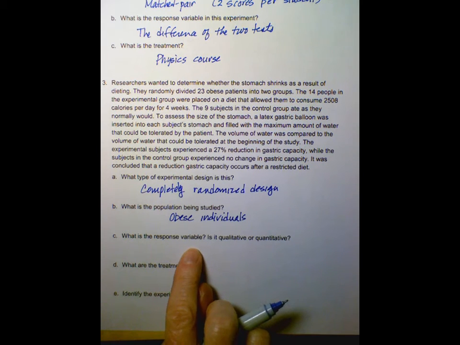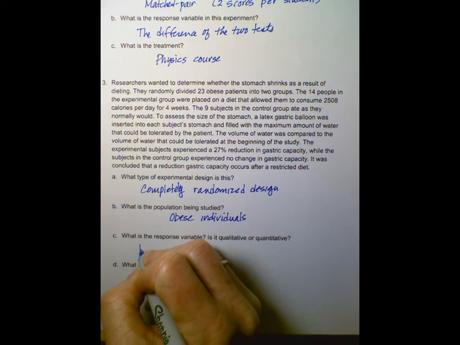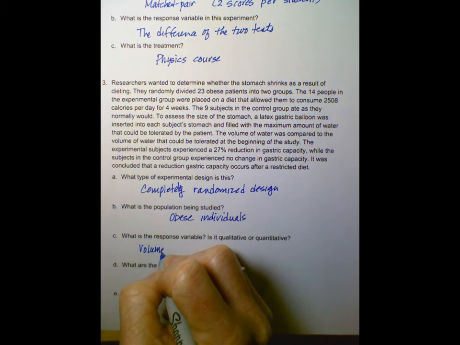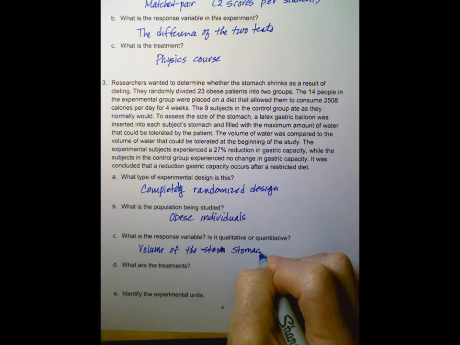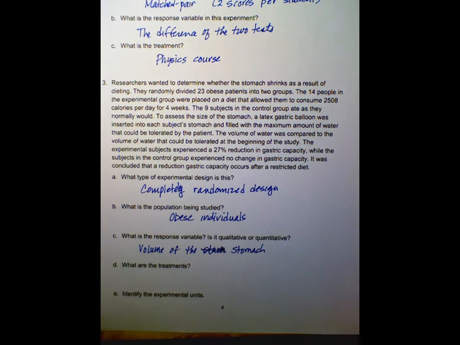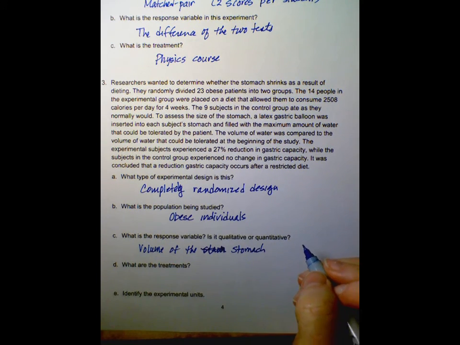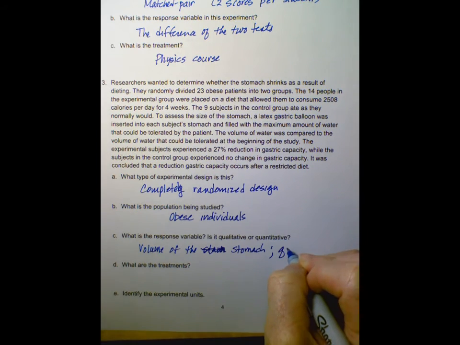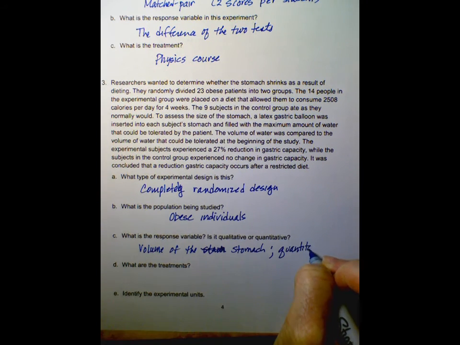What is the response variable? Is it qualitative or quantitative? So they're measuring the volume of the stomach. And I'm going to try that again. Stomach. And would that be quantitative or qualitative? Well, we're measuring it, so it would be quantitative. It's not a category.